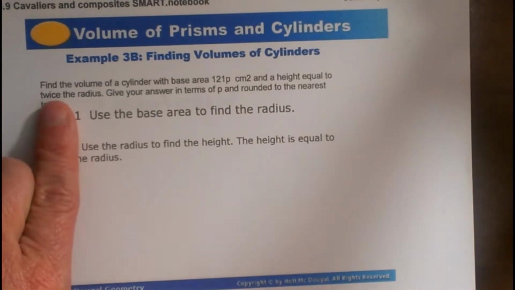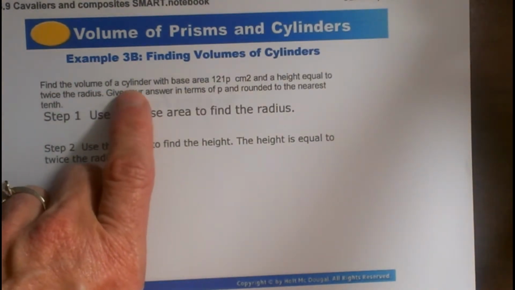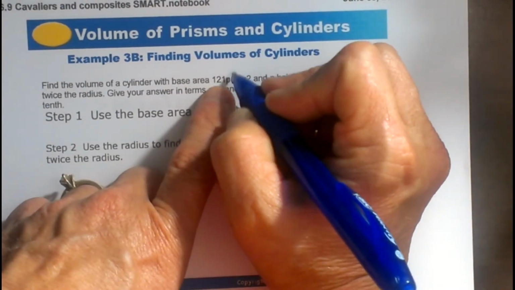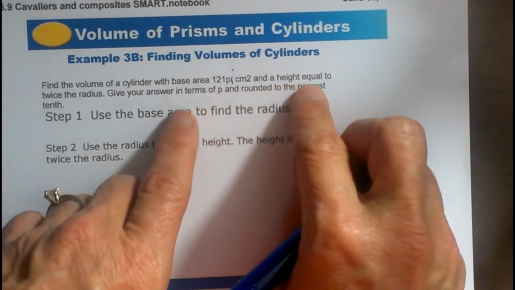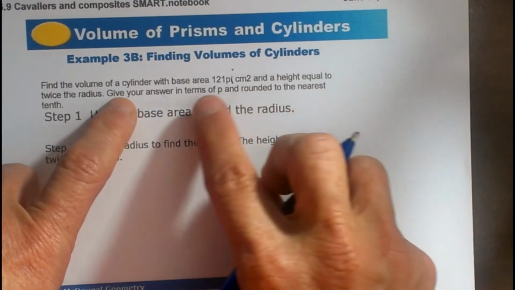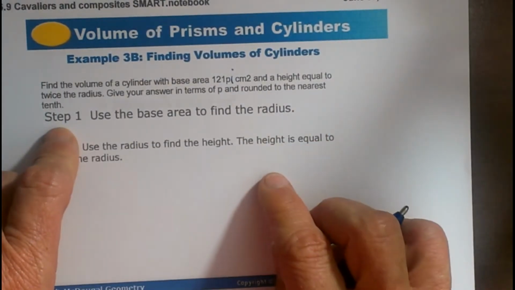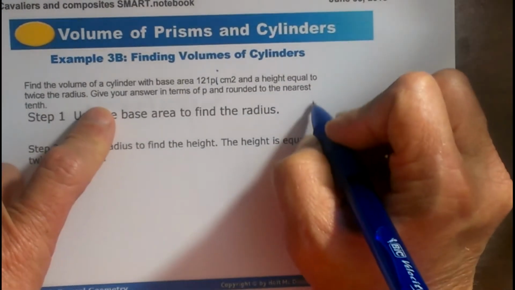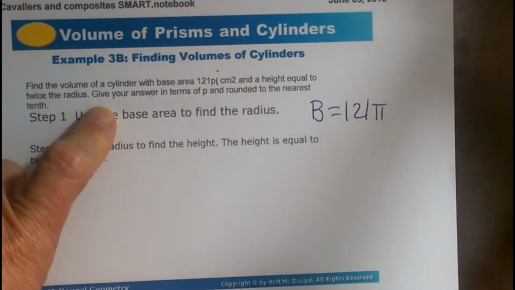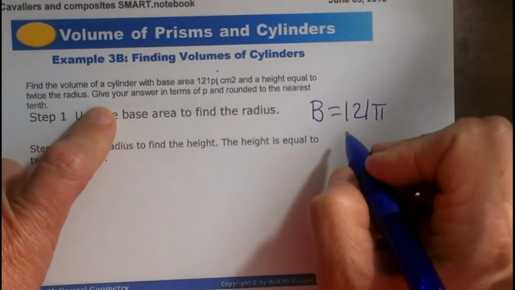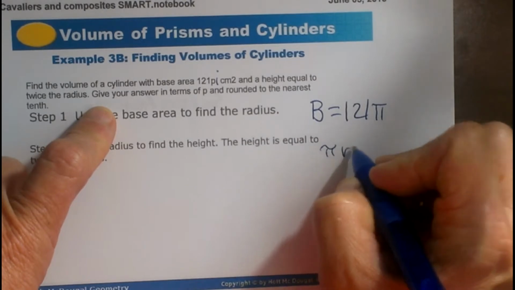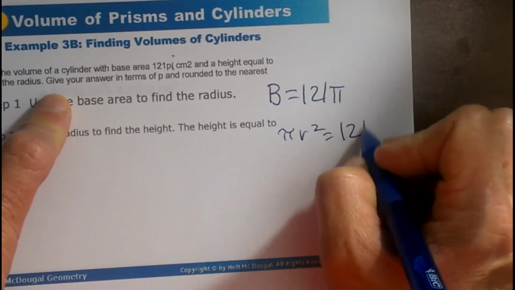Okay, so we're going to do one without a picture. Find the volume of a cylinder that has a base area of 121 pi centimeters squared and a height equal to twice the radius. Find the volume in terms of pi. So if we know the base area is 121 pi, that was given to us, what would be the radius? Well, base area of a circle is pi r squared, and that's equal to 121 pi.